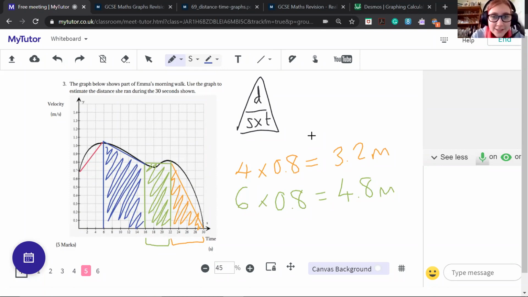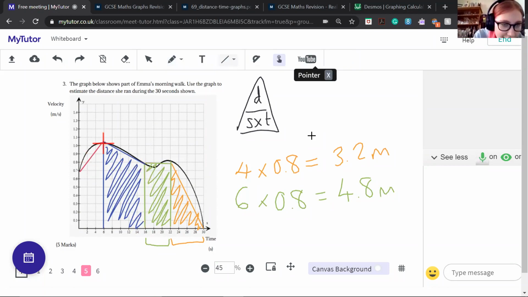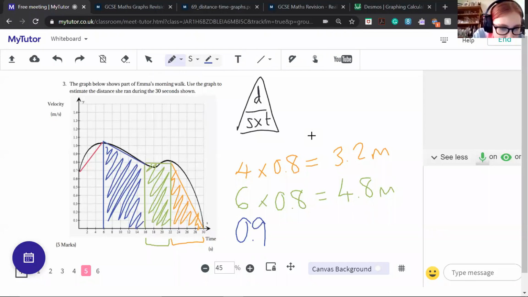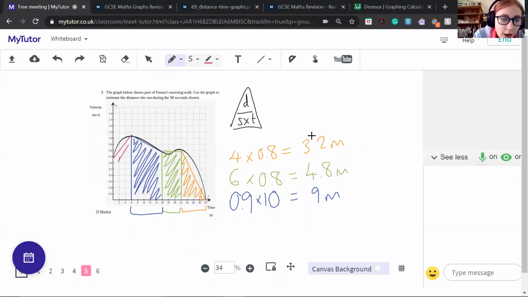So half the sum of the parallel sides. The sum of the parallel sides is going to be 0.8 plus 1-ish, because it's just an estimate. So that's 1.8. Half of that is 0.9, times the distance between them, so here, 10. So that's 9 meters. And then finally, pink, we'll use the same one. Half the sum of the parallel sides: 1 plus 0.7. Divide that by 2, we get 0.85. And times the distance between them, so times 6, that's going to give us 0.51. Sorry, 5.1.